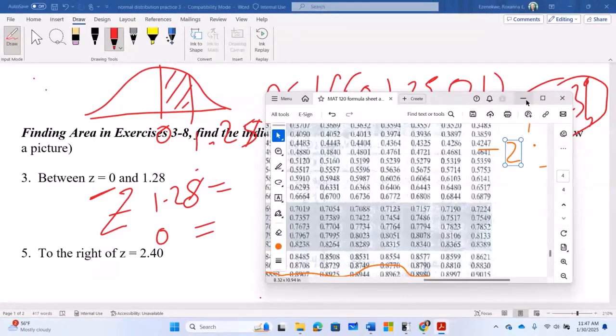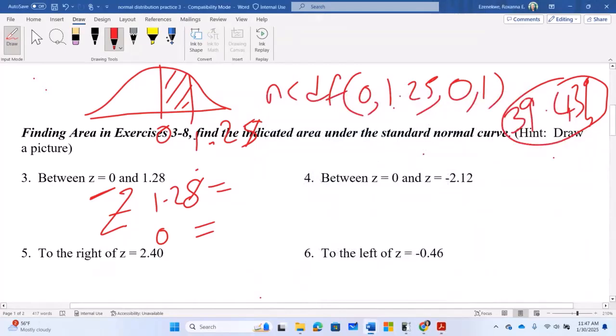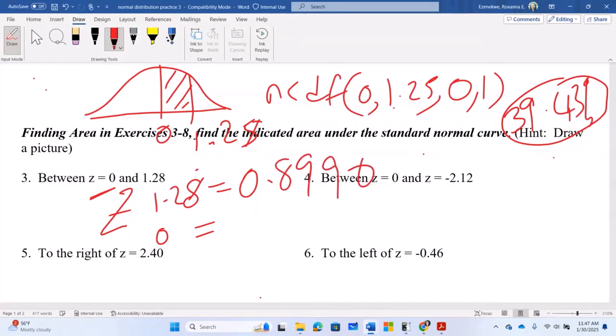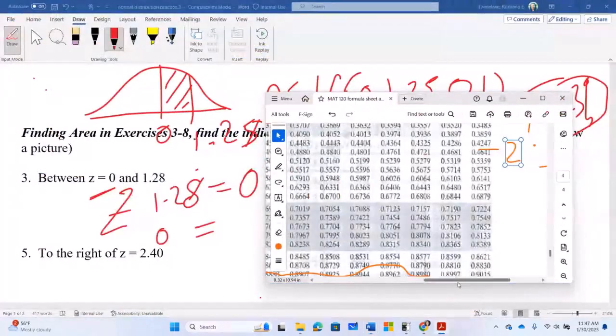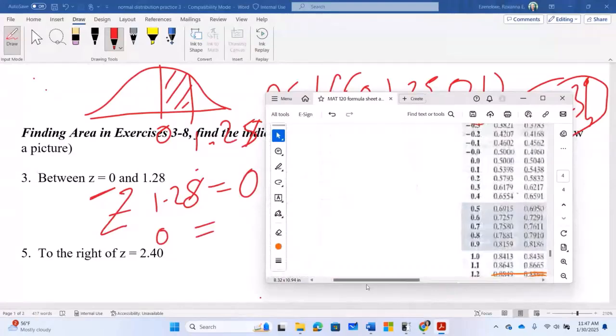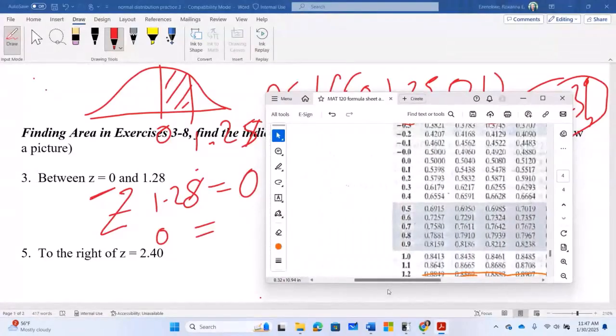0.8997. So 0.8997, I already know that Z0 is 0.5. Let's check it out. The mean divides the normal curve into two equal parts, but let's check that out. So what is Z0? I'm asking my calculator. Z0 right here is 0.5. Why? Because the area under the normal curve is 1, and the mean is at the center of the normal curve. Therefore, the mean divides the curve into two equal parts.